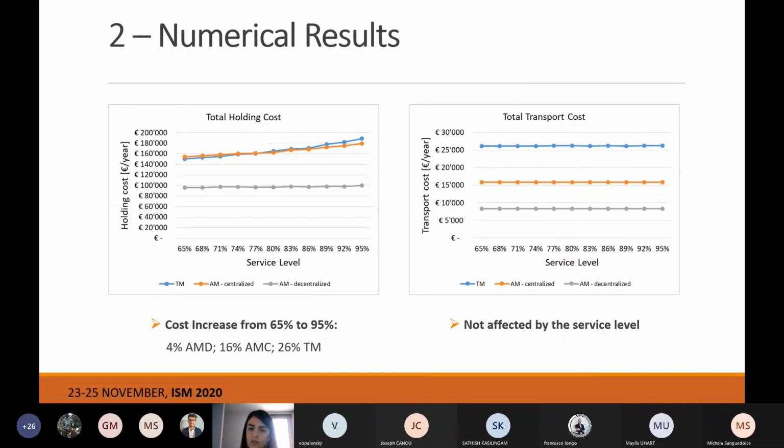The total transport cost shows a different trend. In fact, in this case, this indicator is not affected by the service level. This is due to the fact that increasing the service level, the average amount of stock increases, but the number and kind of deliveries remain the same, because the demand doesn't change. And the different values between the three configurations depend on the structure of the supply chain and the number of echelons of the supply chain.